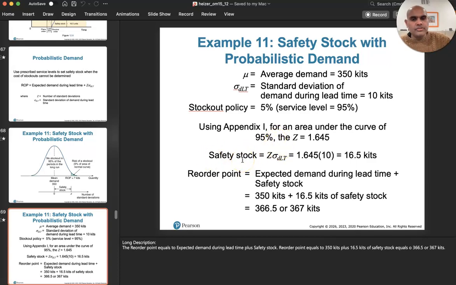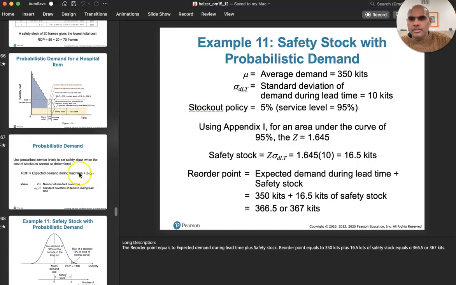So how do we calculate safety stock? Well, we can calculate the safety stock by taking 95% as a probability and using the normal distribution table. You can either look it up in the normal distribution table or, as I will show you, you can use Excel. So let's look at this example.